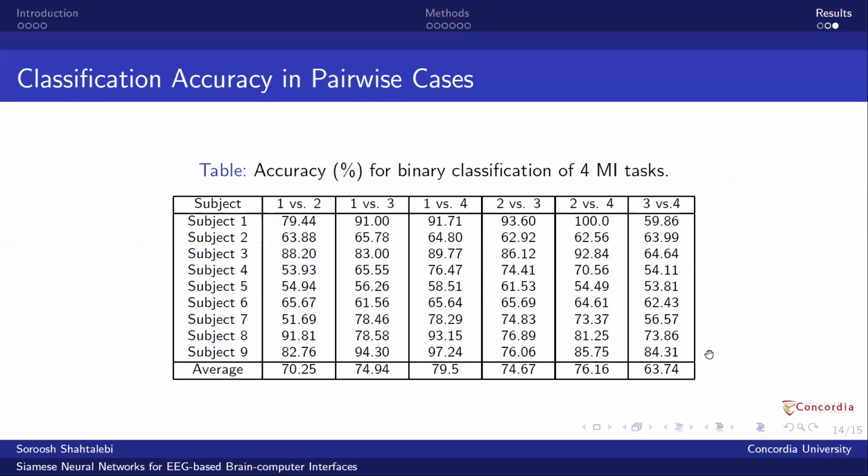And here we have the pairwise classification accuracy. So when it comes to pairwise, it's not multi-class anymore, so we are not using OVR or OVO. It's just the Siamese network itself, one Siamese network. And you can see the performances that we have calculated here.